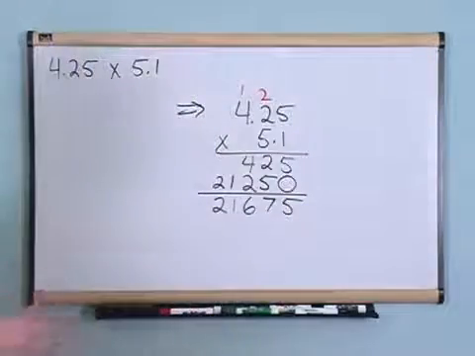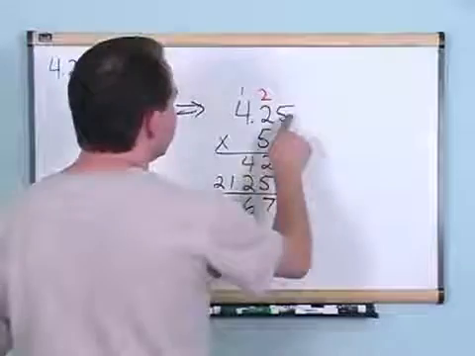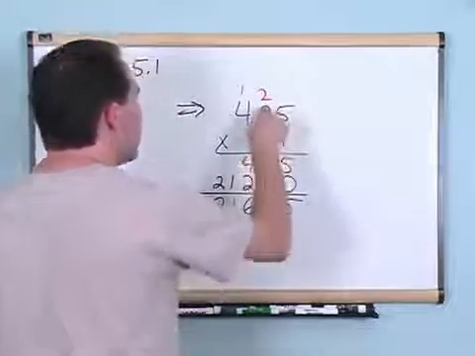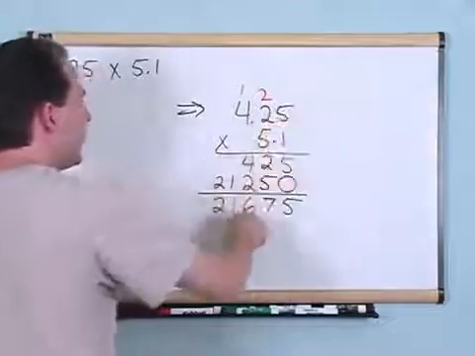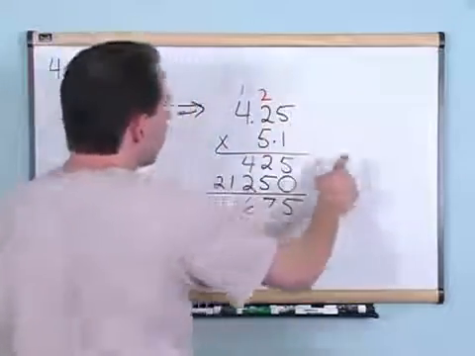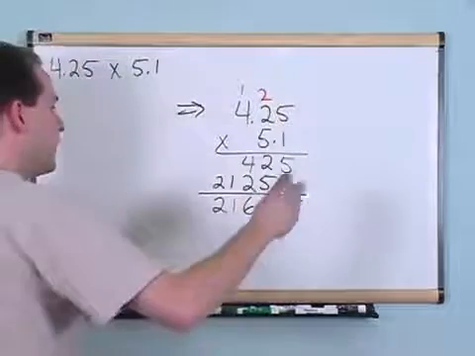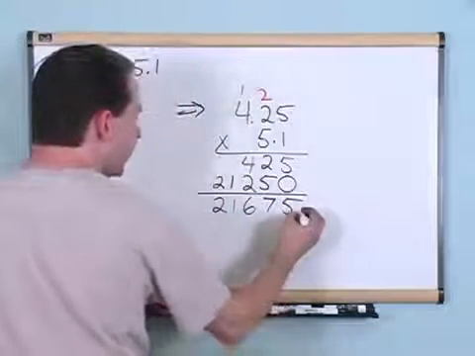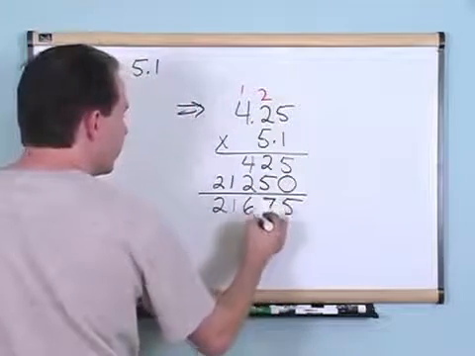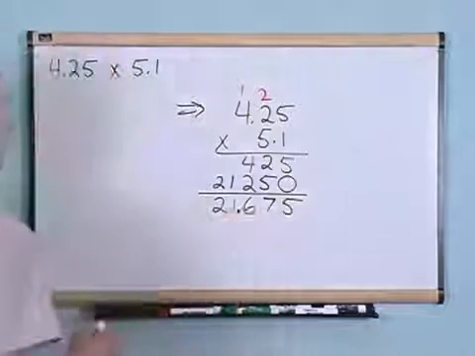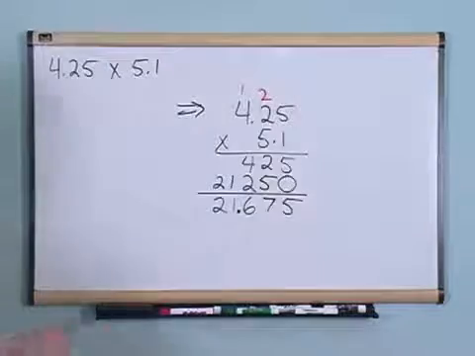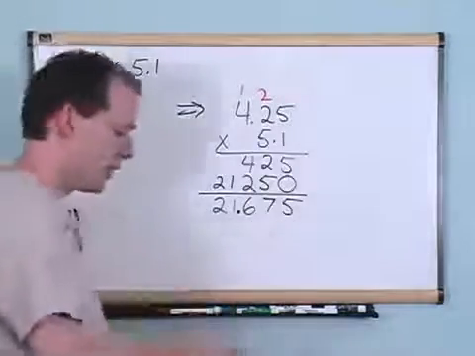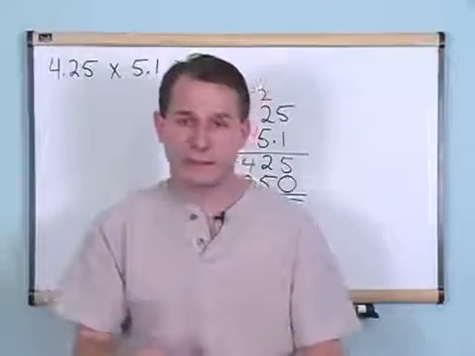But just like before, all you have to do is count how many digits total in your problem you have after the decimals. 1, 2, 3. Here's 2 from this number and 1 over here. If you had some more digits out here, you'd have to count them up. 1, 2, 3. So then you just start at the right-hand side and go left 3 places. 1, 2, 3. So then you put your decimal point there, and the answer that you're going to get is 21.675.